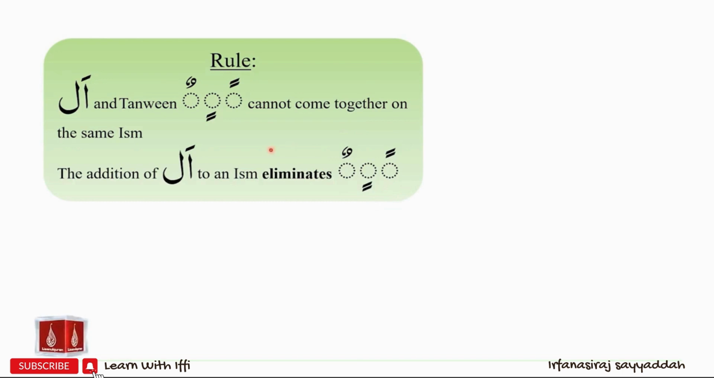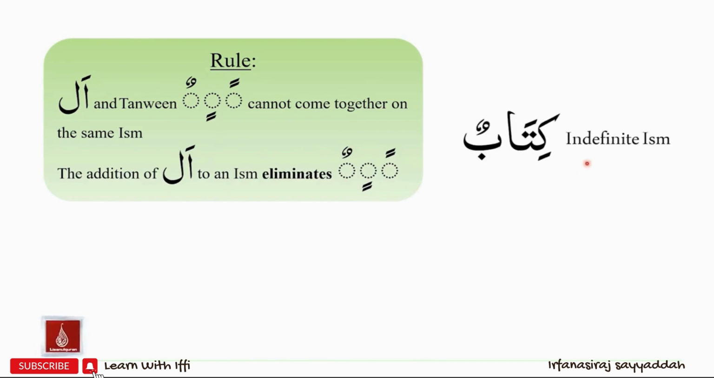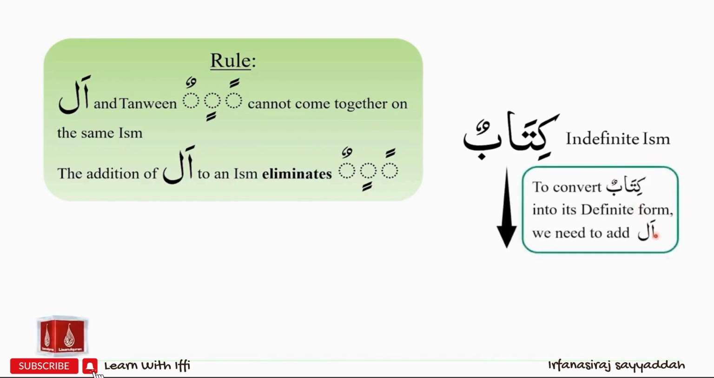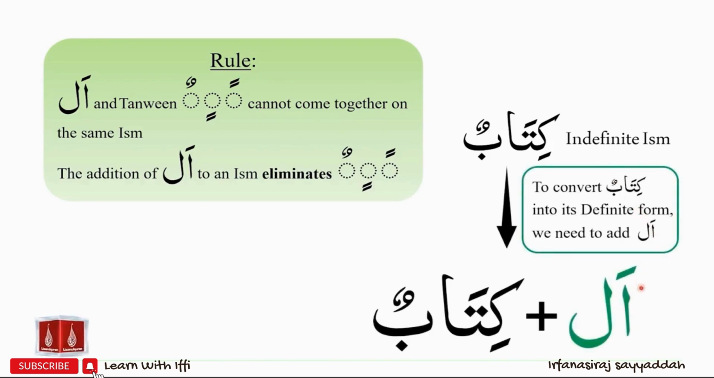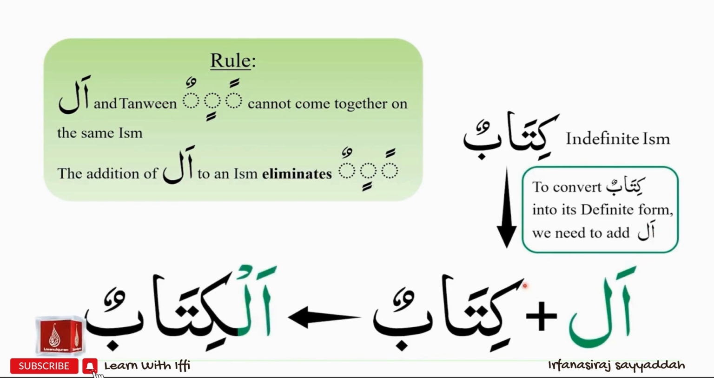So what if we add al to an ism such as muslimun or kitabun? So let us look at the example of kitabun. Kitabun is an indefinite ism, and to convert kitabun into its definite form, we need to add al. So if we add al to kitabun, we could get an ism on the pattern of al-kitabun. But according to our rule here, al and tanween cannot come together on the same ism.